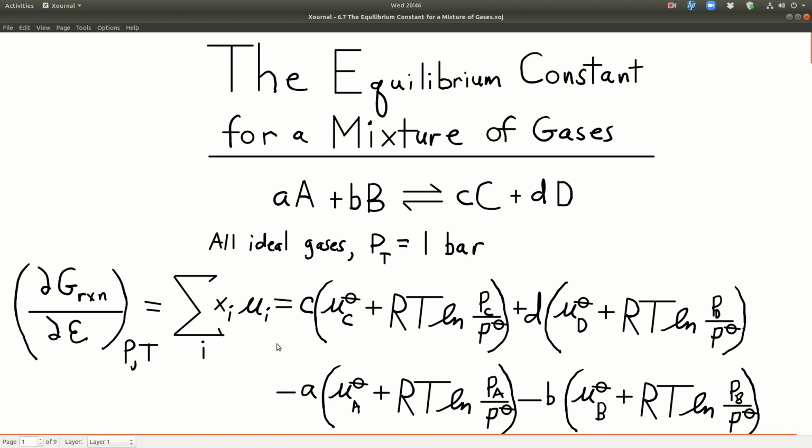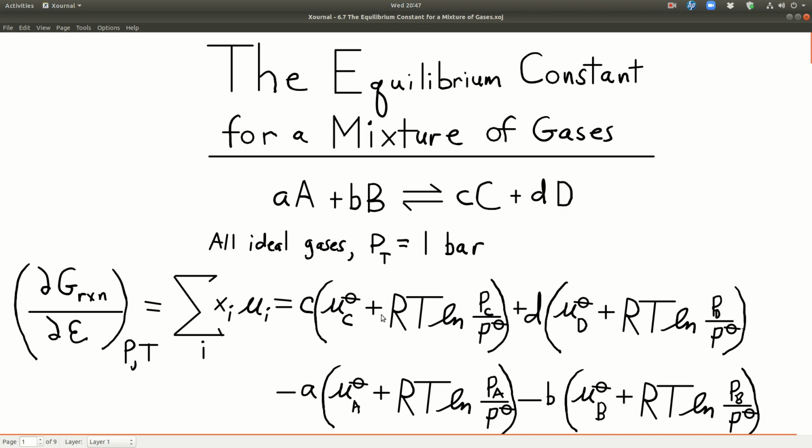Hey guys, so this is section 6.7, the equilibrium constant for a mixture of gases, introducing it. Alright, so let's start with our generic chemical equation, aA plus bB and so on. And we're going to say they're all ideal gases and the total pressure is 1 bar.